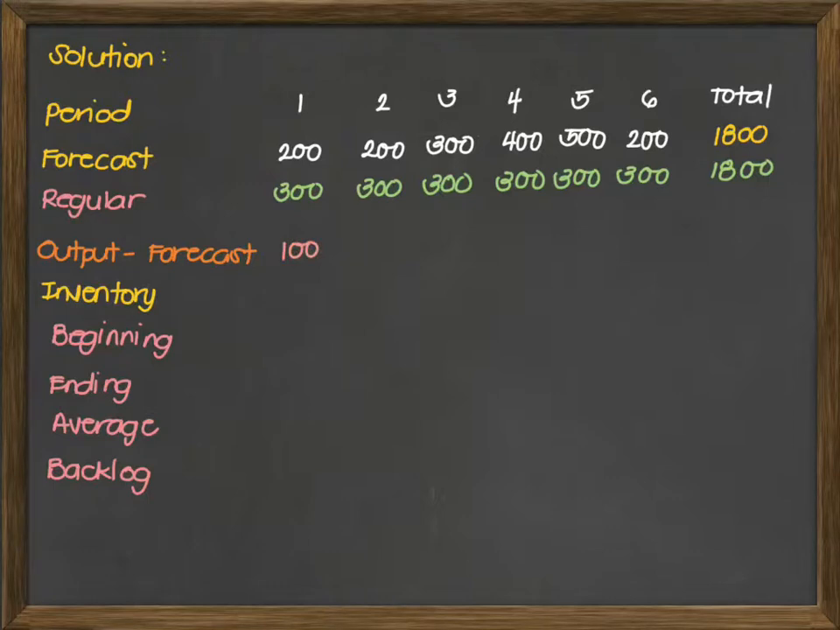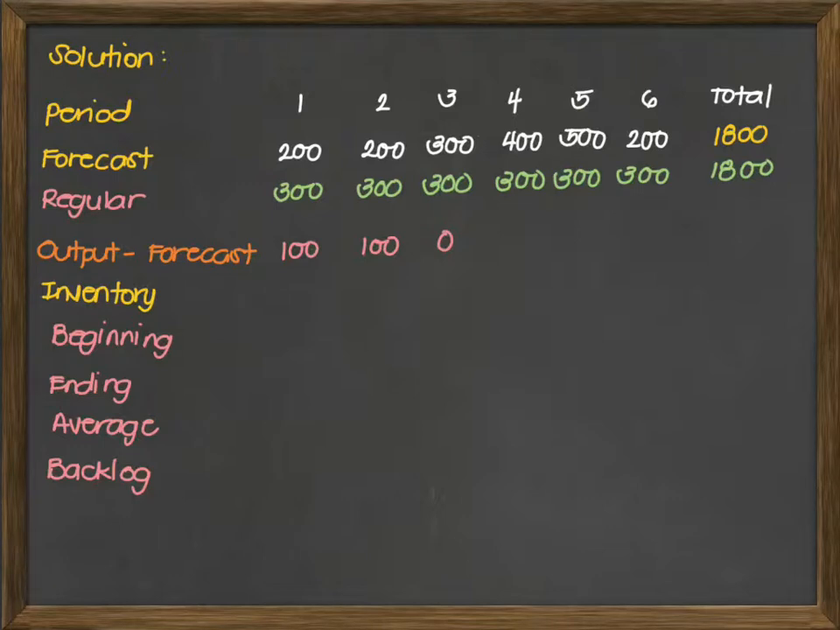Now, 300 minus 200 for the regular minus forecast, so 100. So, ibig sabihin, we have excess production of 100 units for period 1. If we get the difference naman in period 2, we also have excess production of 100 units. However, on period 3, sakto lang, since the forecast is 300 and your regular production output is also 300. Now, if you look closely at period 4, we can see that your forecast is larger than your production output.